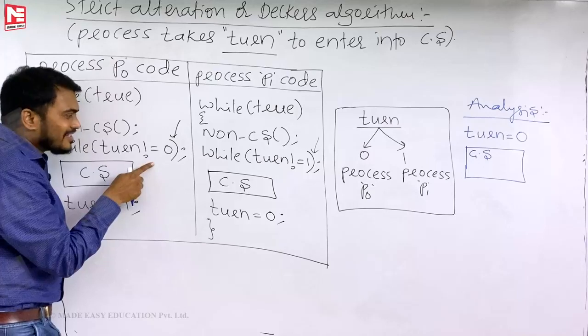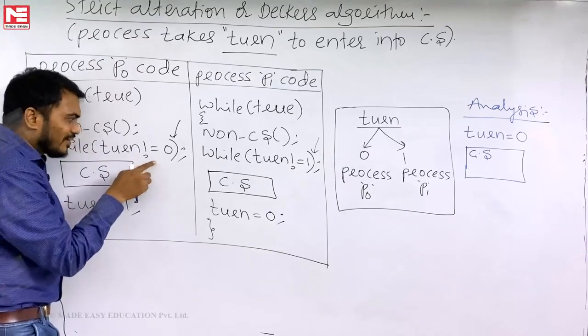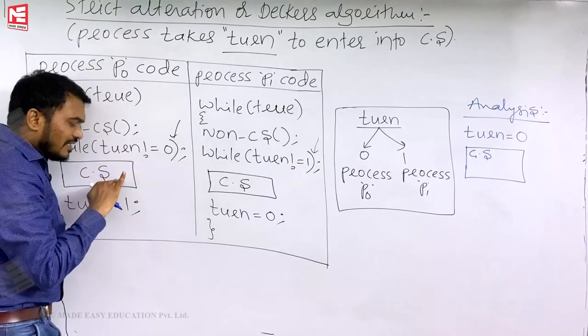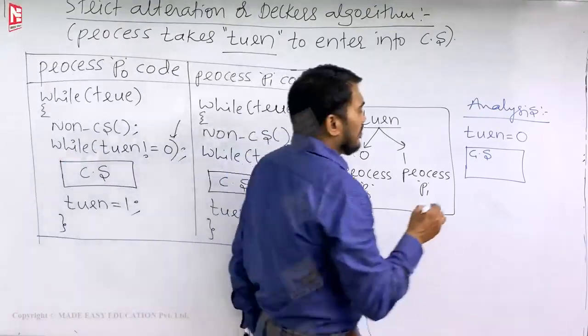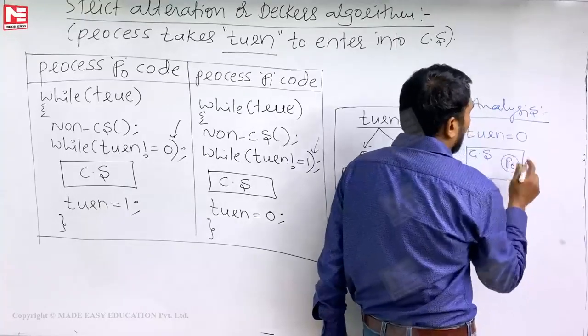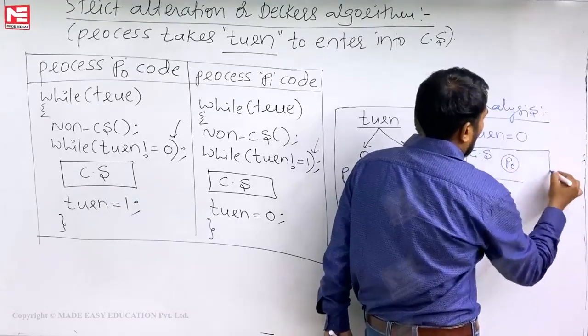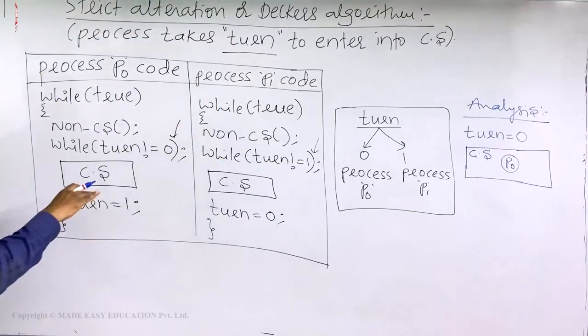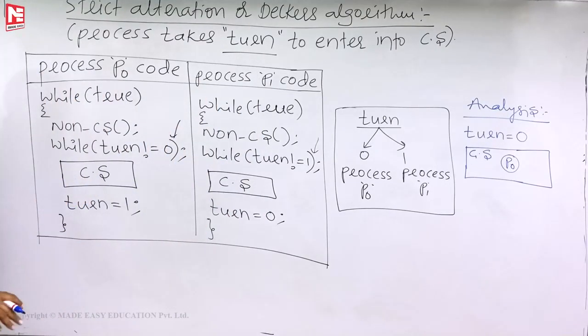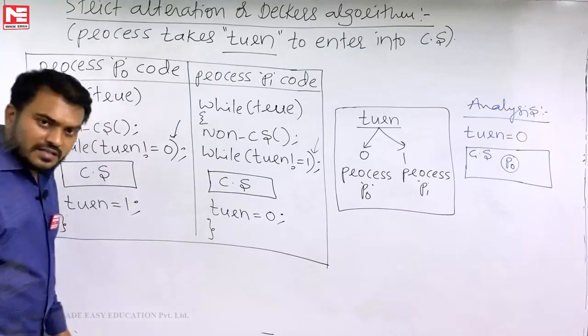Some people are thinking, alright? So 0 not equal to 0, false. Okay. So if it is false, it will enter into critical section. So now, P naught is comfortably coming into critical section. So I'm writing properly. So P naught is coming into critical section. So let your P naught be in the critical section. Let your P naught be in the critical section.